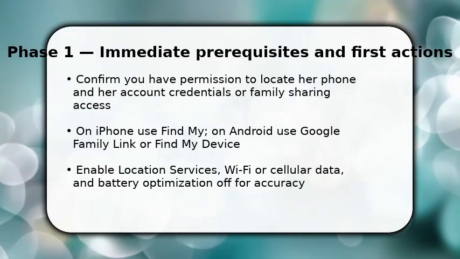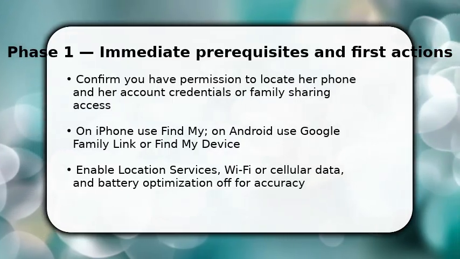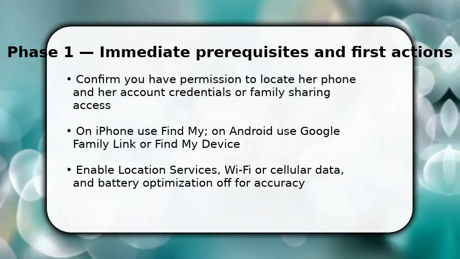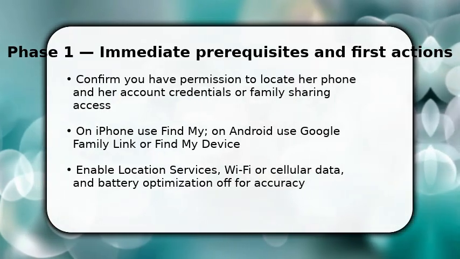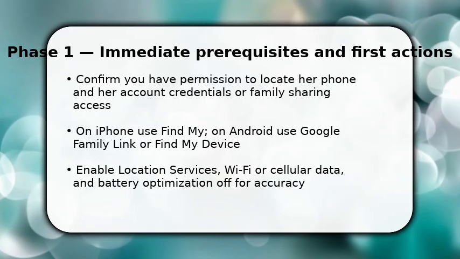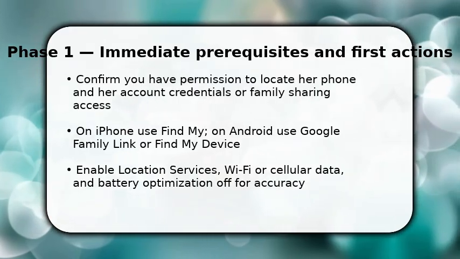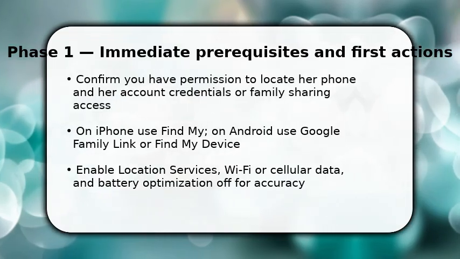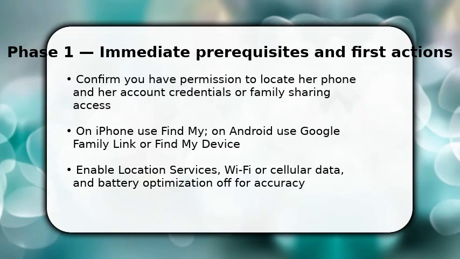You start by confirming permission and getting account access. This matters legally and ethically. Once you have credentials, open Find My on iPhone or Google Family Link on Android. Sign in with the linked account. Make sure location services are on, cellular or Wi-Fi is active, and battery saver is off so the device reports.